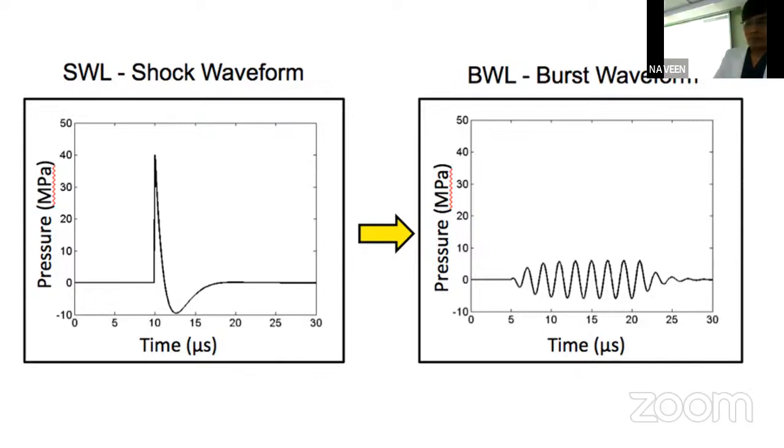So in the traditional shock waveform, it has a very high pressure, about 40 megapascals, and in a burst waveform, it has a low pressure, about 6 megapascals, in a very short time, about 0.5 microsecond duration.